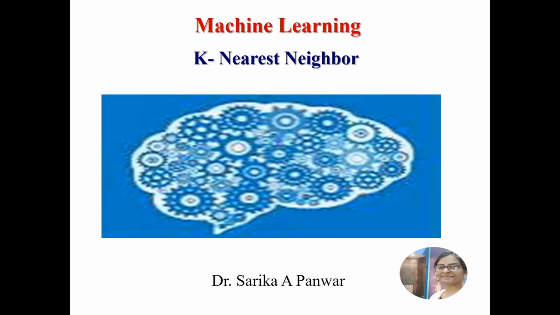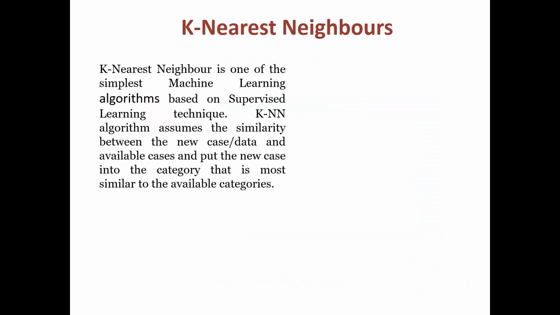Today's topic of discussion is K nearest neighbor. What is K nearest neighbor? As the name suggests, we find the K number of nearest neighbors of the test data point. K nearest neighbor is one of the simplest machine learning algorithms, and it is based on supervised learning. It is really a very simple algorithm. In KNN, it assumes that there is a similarity between the new case and the available cases, and we put the new case into the category that is most suitable to the available categories.